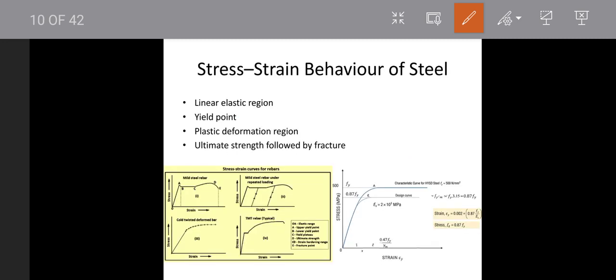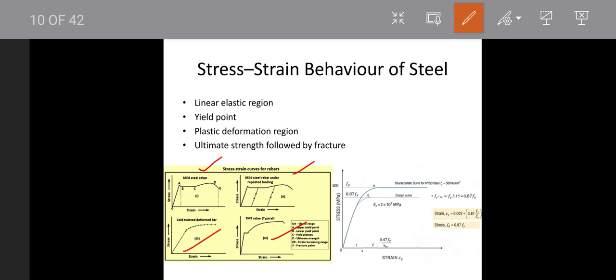So this is the stress strain curve of the steel. Here we have given the curves for mild steel under repeated loading, for cold formed deformed bars, and for TMT bars, and this is the idealized curve for normal reinforcement steel which we are using in concrete.